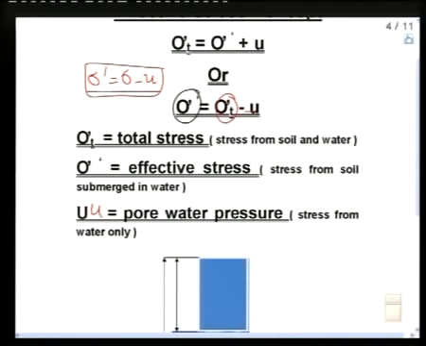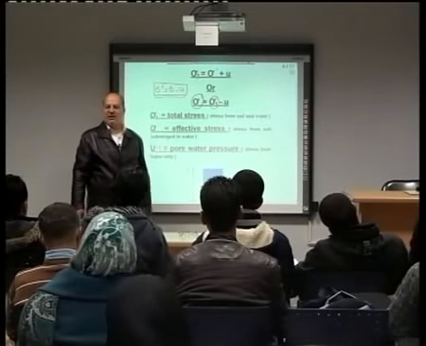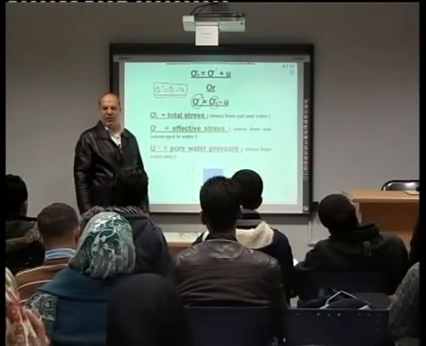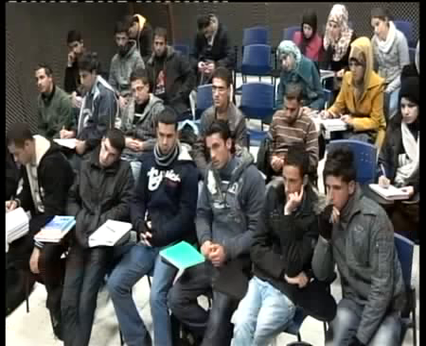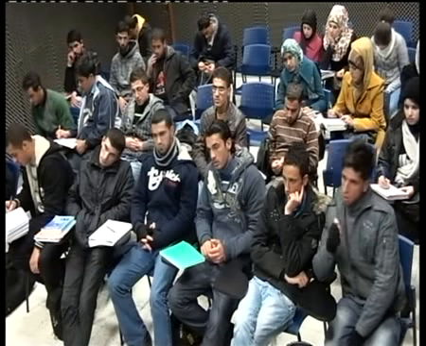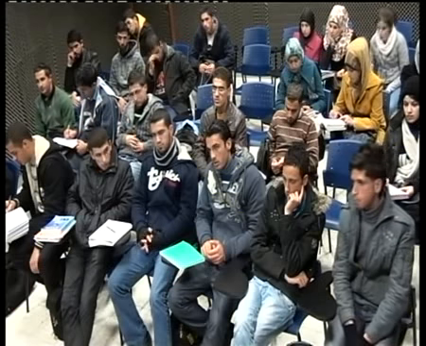Effective stress equals total stress minus pore water pressure. Total stress equals effective stress plus pore water pressure. Effective stress is the stress carried by soil submerged in water only, by soil only. Pore water pressure is the stress carried by water only. Total stress is carried by soil and water.